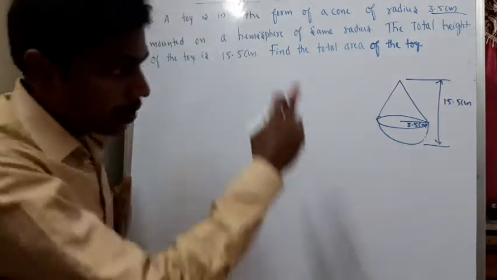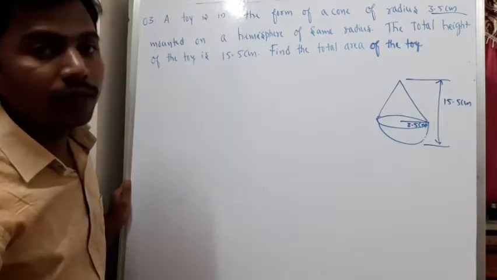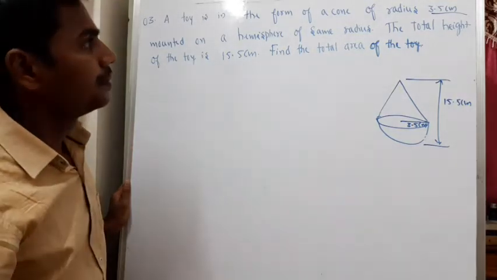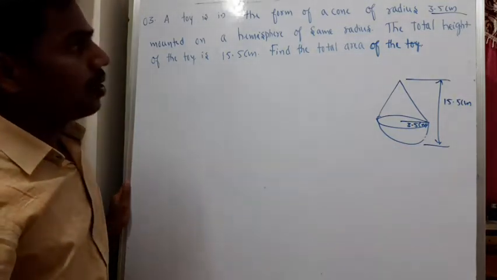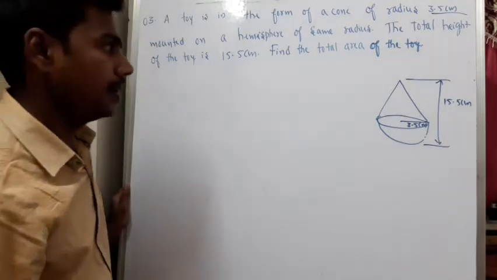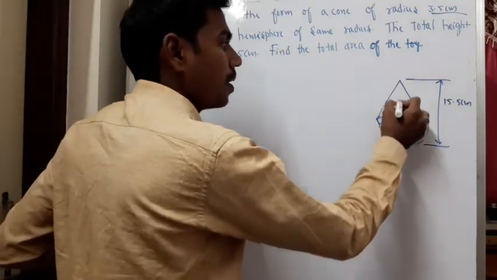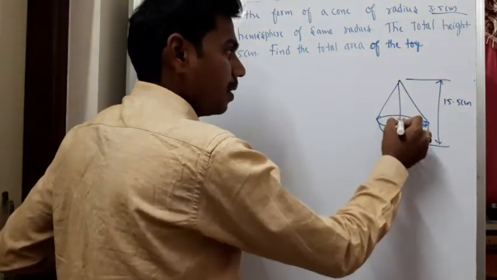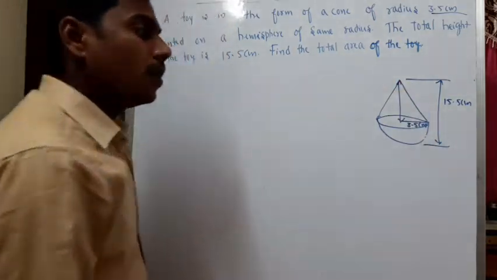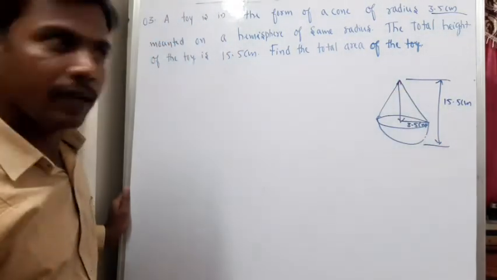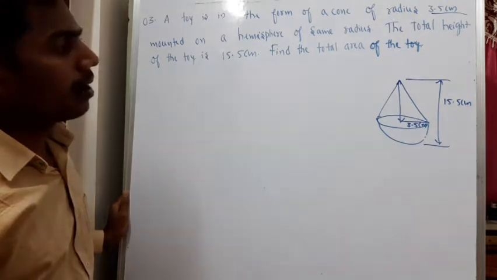Fine. The total height of the toy is 15.5 centimeter. Find the total area of the toy. See, now, do we know the height of the cone? No. So indirectly they have given, we need to calculate it. How will we calculate it?